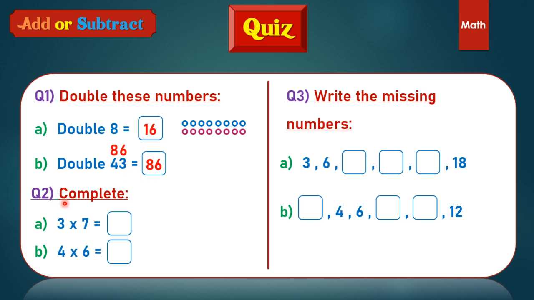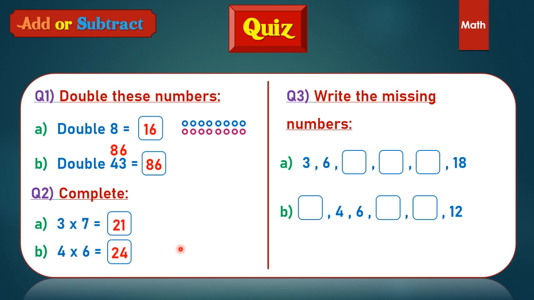Now, question number 2. Complete. Letter A says 3 times 7. Put 7 fingers and sing table 3. 3, 6 and 9, 12, 15, 18, 21. So the answer will be 21. Now table 4. 4 times 6. So put 6 fingers and sing table 4. 4, 8, 12, 16, 20, 24. So the answer will be 24.